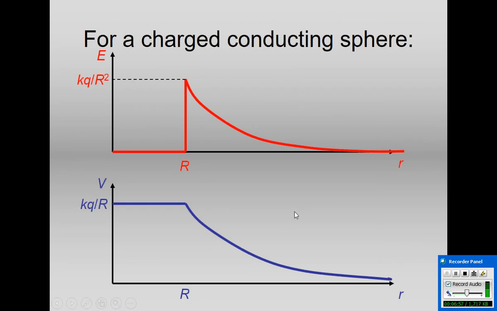If I wanted to plot the electric field strength as a function of distance from the center of a charged conducting sphere, there's no electric field on the inside. But on the outside, the electric field goes as kq over little r squared. On the other hand, the voltage inside doesn't change. It remains constant, but once you reach the outside of the sphere and start moving away, the voltage will drop off as 1 over r.